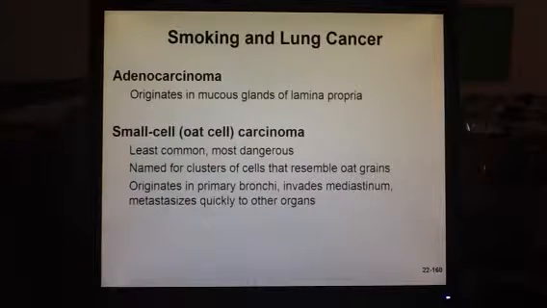Another type is adenocarcinoma, where mucus glands are the origin of this type of cancer. And then small cell or oat cell carcinoma is the least common, but it is the most dangerous. The cell clusters look like little grains of oat, and it starts in the primary bronchi but invades the mediastinum and metastasizes quickly to other organs. That means the cancer spreads to other organs. Anytime we're talking about a cancer that is quickly moving to other organs, it is always more dangerous.